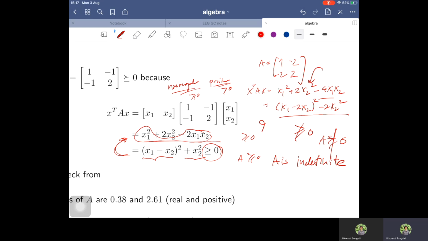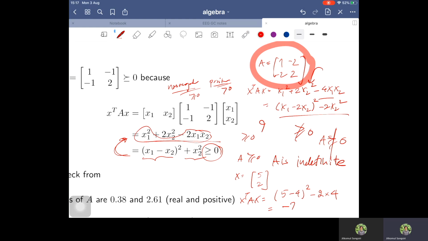Let me think again. Maybe I can make an example. Yes, in this particular example, if I make a special choice that x is (5, 2), then x transpose Ax is going to be 5 minus 4 squared minus 2 times 4, which is obviously minus 7. This shows that there is some x in R2 such that x transpose Ax is negative. So A cannot be positive semi-definite.